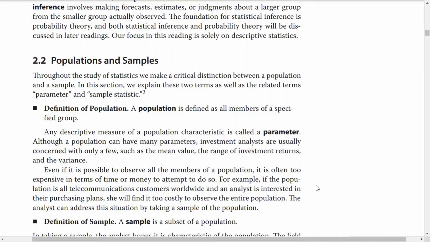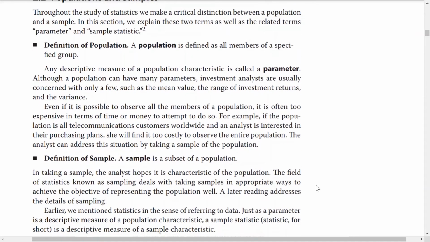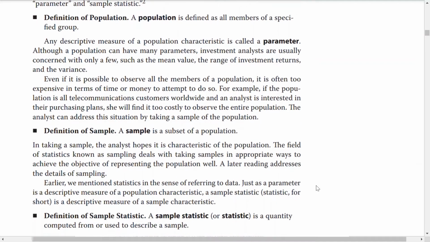In this section, we explain these two terms as well as the related terms, a parameter and sample statistics. A definition of population: a population is defined as all members of a specified group. Any descriptive measure of a population characteristic is called a parameter. Although a population can have many parameters, investment analysts are usually concerned with only a few, such as the mean value, the range of investment returns, and the variance.